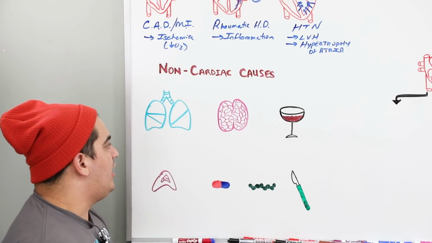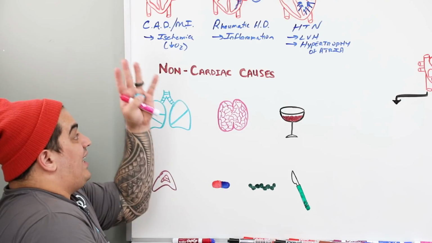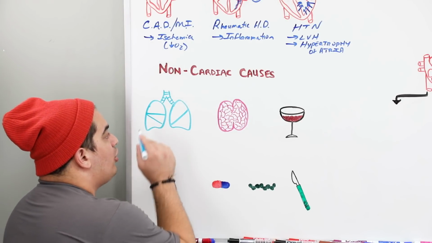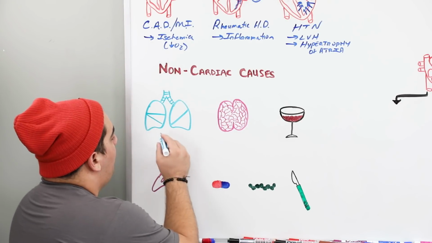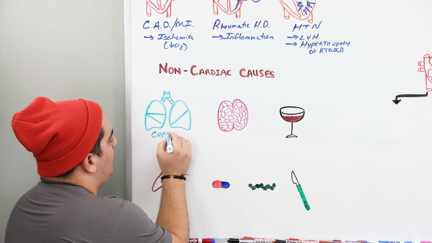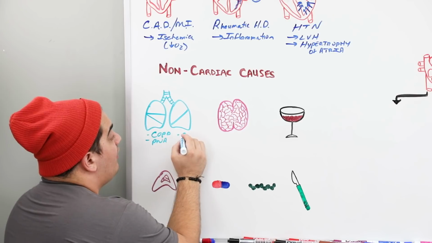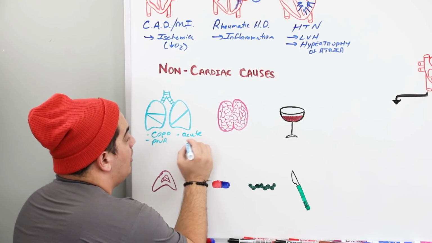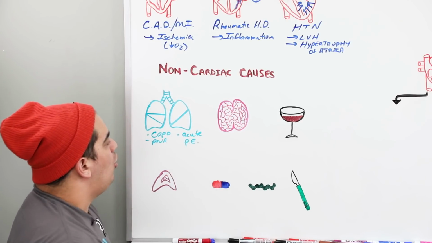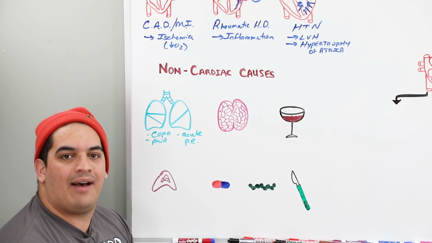What about these ones down here? Non-cardiac causes that can cause atrial fibrillation could be something wrong with the lung. You know, patients who have COPD, or who have pneumonia, or who maybe have an acute onset pulmonary embolism. What can all of these things potentially have in common?